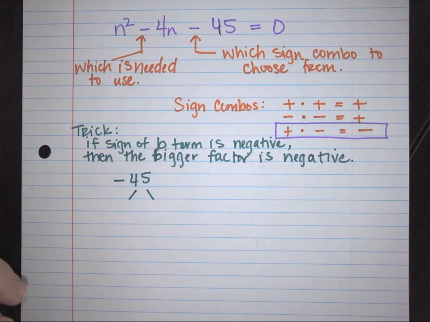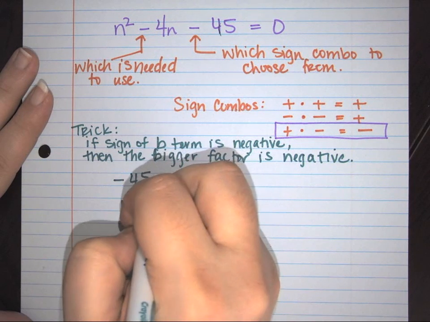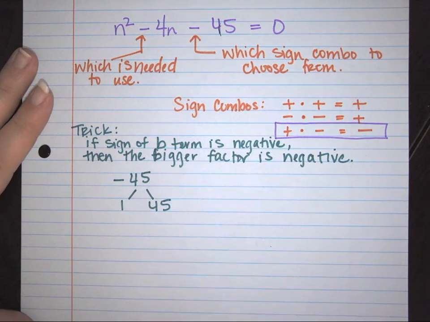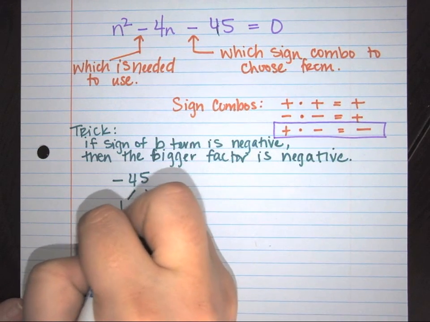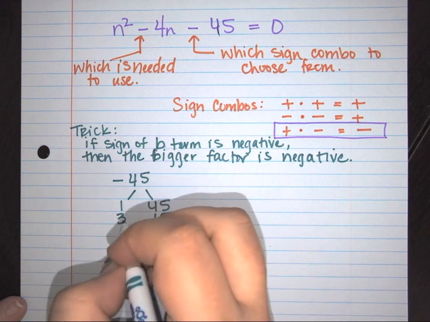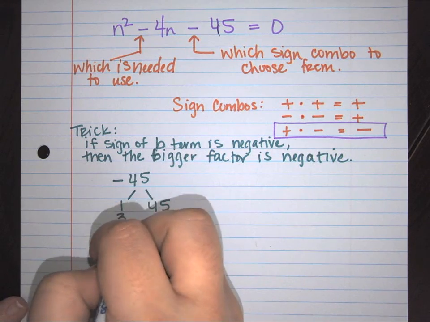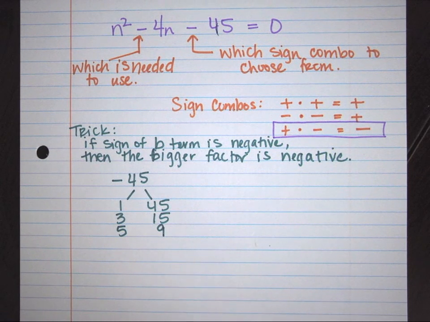So in doing so, I know some of the following. I know I have 1 and 45. I also know that I have 3 and 15. And then I know that I have 5 and 9. And so here, I've listed out my factors.